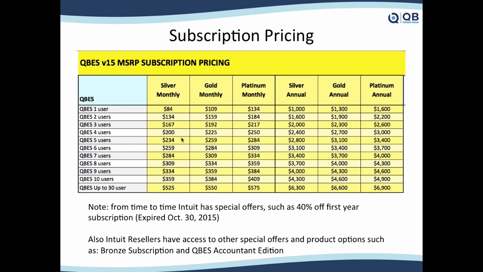And also, we as resellers, we have access to special subscriptions that the public doesn't have access to, which is the bronze subscription and the accountant edition of QuickBooks Enterprise, which I can't go into too much detail with because I'm actually not allowed. But if you contact me directly and you have a client, I can help you get access to other products that are not available to the public. So that's kind of how subscription works, and there's always going to be a discount out there.